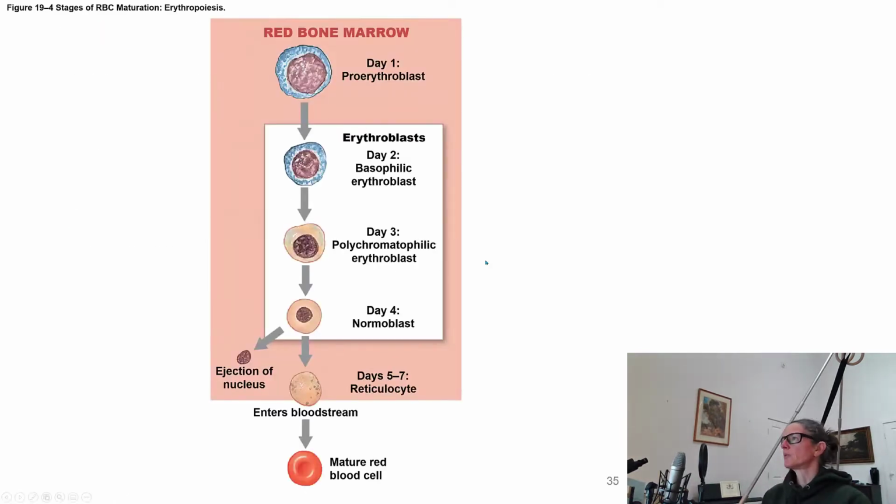So if we look at that process, we'll see that in red bone marrow, here's a proerythroblast, and then it goes through these different types of erythroblast development stages. And we're not going to make you know these, but you will see that what's going on here is this is becoming less and less like a stem cell and more like a blood cell. So we're beginning to lose our organelles. We're going to eject our nucleus. A normoblast will eject its nucleus and become a reticulocyte. And the reticulocyte is going to be able to enter the bloodstream. And within 24 hours, it will have matured into this red blood cell, which will last typically about 128 days.